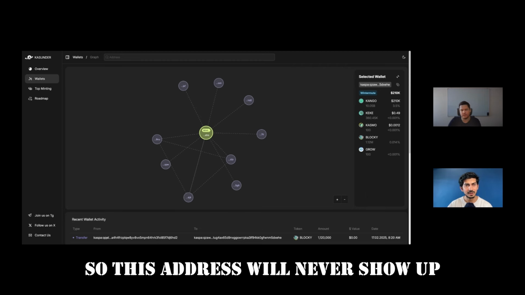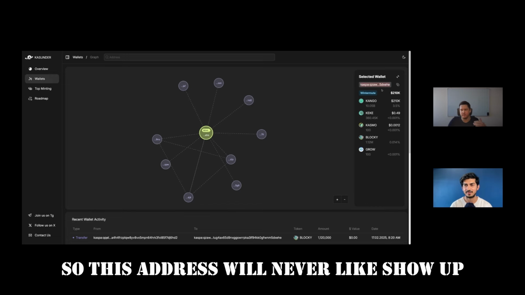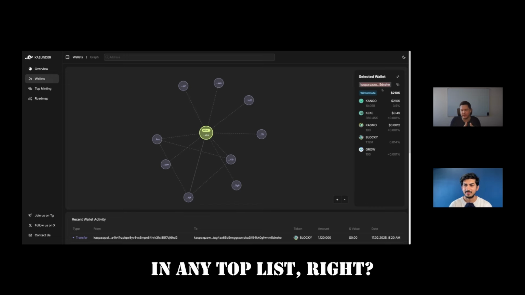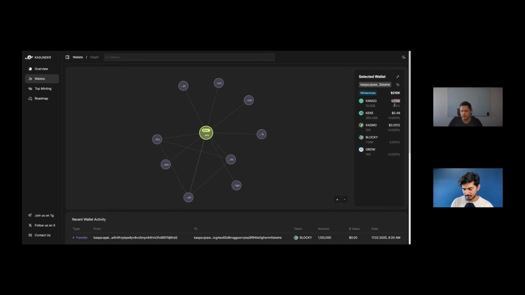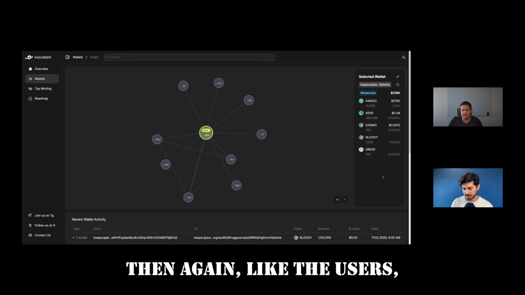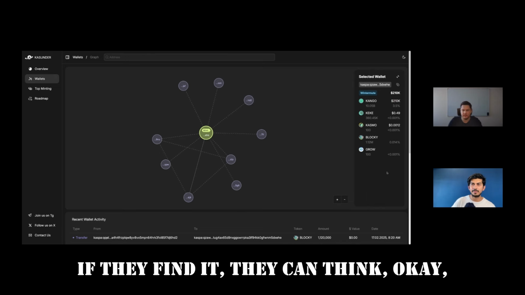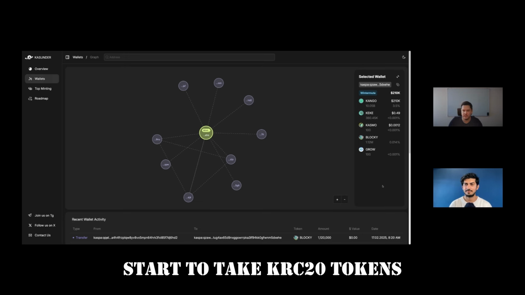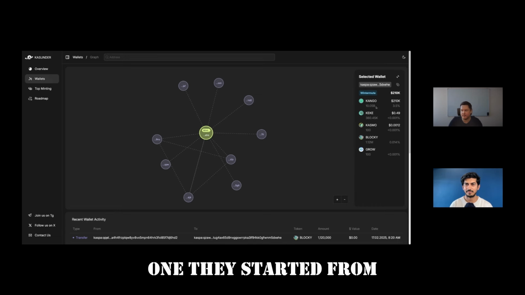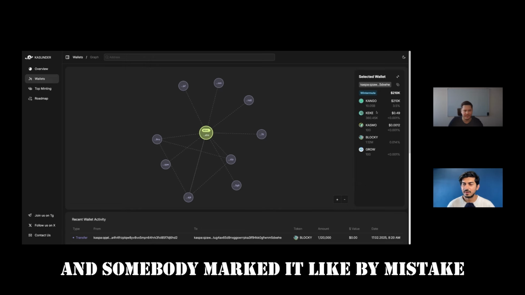So this address will never show up in the Kaspa top addresses, you know? It will never show up in any top list, right? But it shows up in our system as like number 12 because it has a lot of Congo. Then again, the users may make their own decisions about what to do with this information. If they find it, they can think, okay, maybe Wintermute started to take KRC20 tokens, and maybe Congo is the one they started from. Who knows? Maybe it's just a mistake and somebody marked it by mistake.